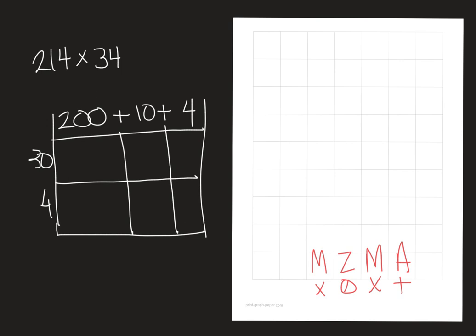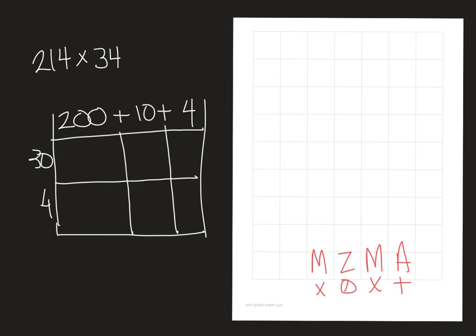I also went ahead and drew our area model so that we could compare the partial products to what we get with the standard algorithm. So we're going to start with 214 times 34. I broke up my area model into 200 plus 10 plus 4, and then it's multiplied by 30 and 4.